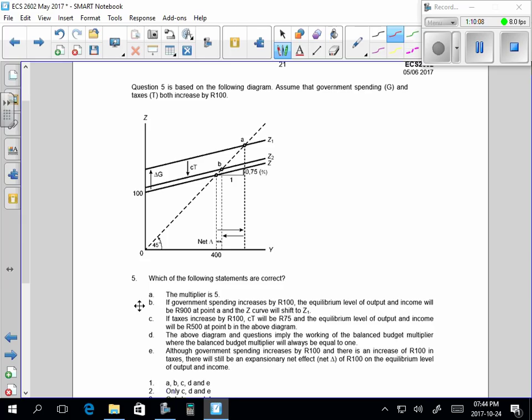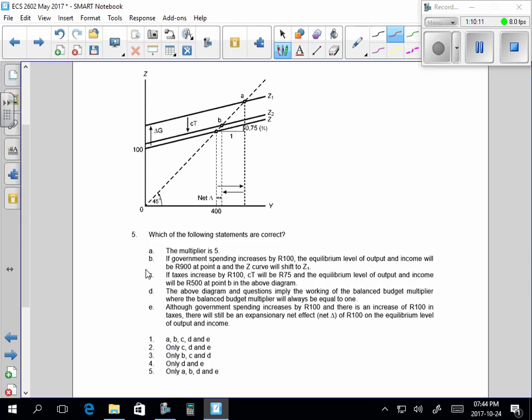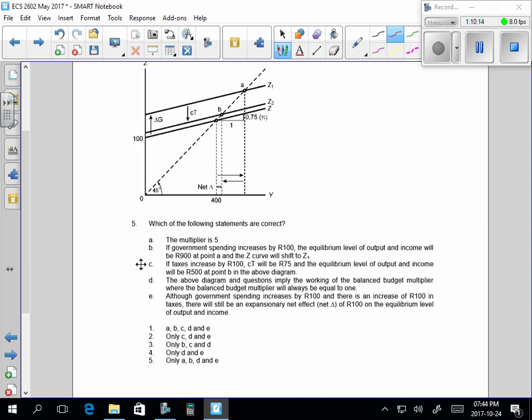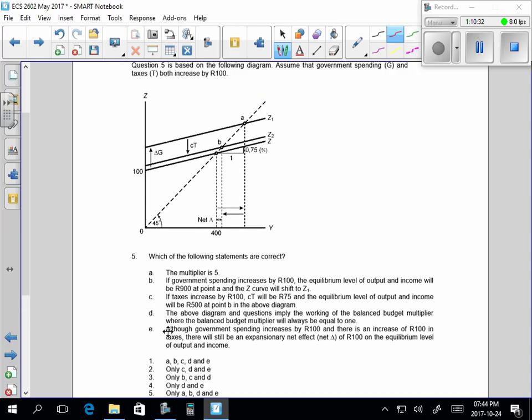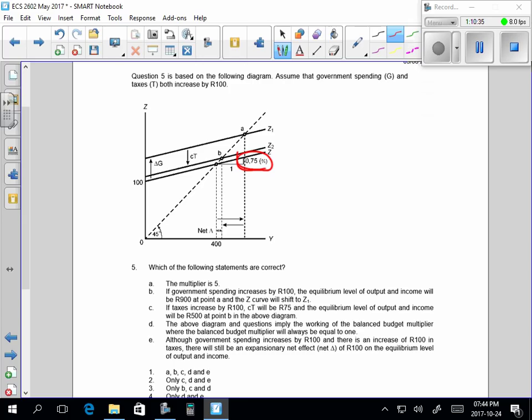Question 5, based on the following diagram, assume government spending and taxes both increase by 100. All right, so when government expenditure increases by a certain amount, it has a direct impact on the economy. When taxes increase by the same amount, they have an indirect impact on the economy via the MPC. All right, so to calculate the effect of a change in government expenditure on our economy, let's first calculate the multiplier. You use the slope of the curve to calculate the multiplier. That is our MPC. Calculate your multiplier, 1 over 1 minus the MPC, in this case 0.75. Your multiplier in this case is 4.